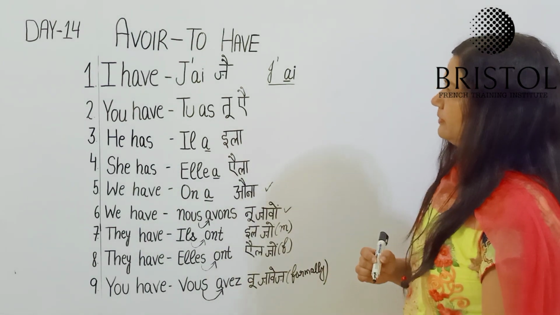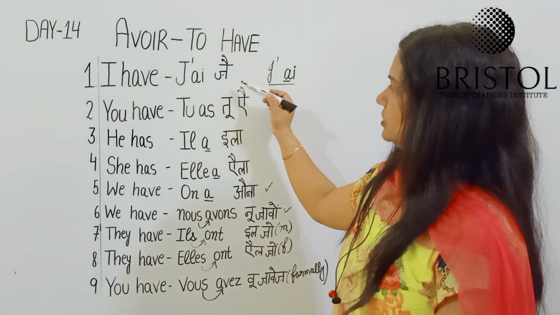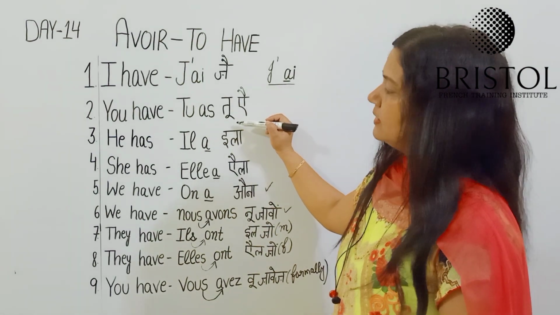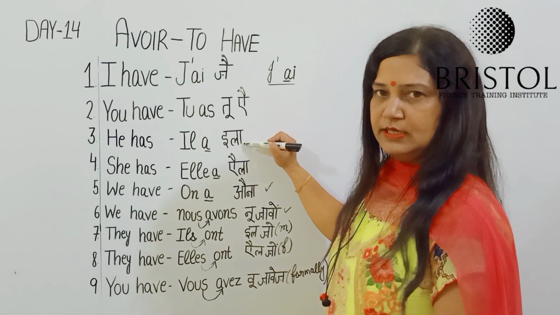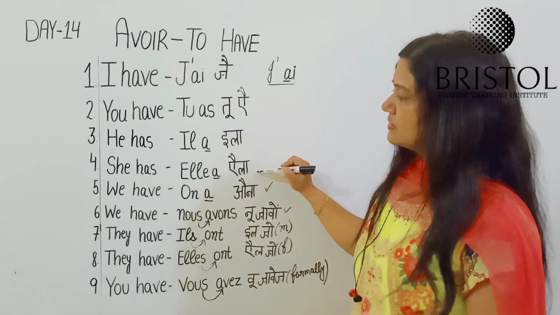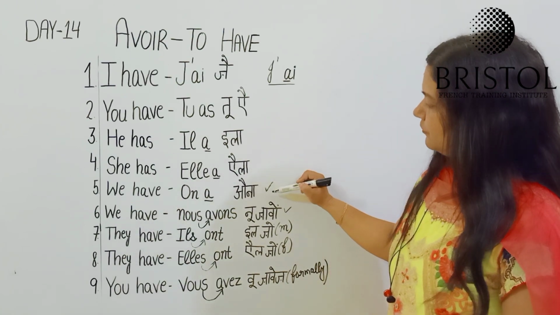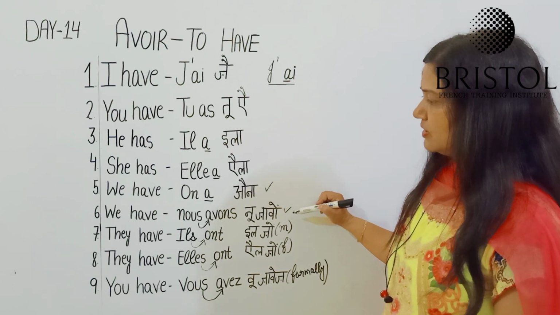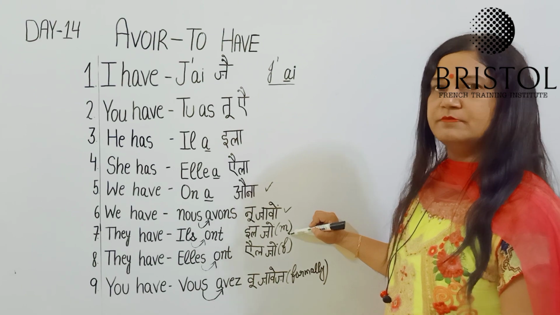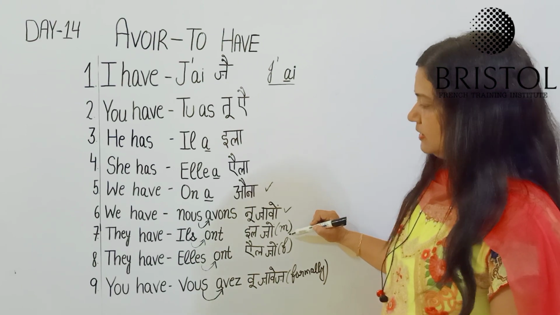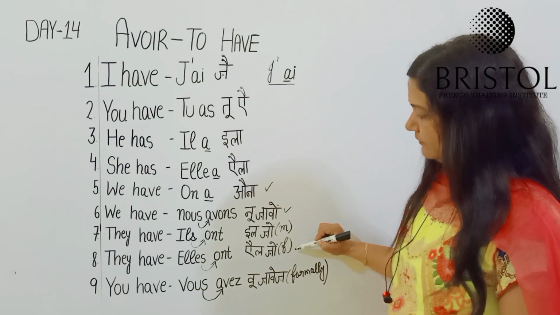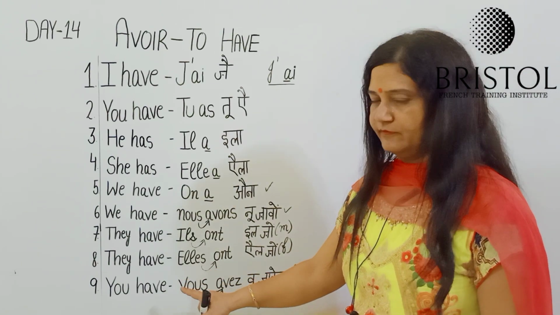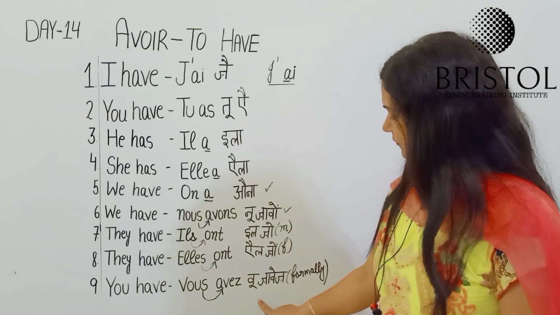Now repeat with me. I have: j'ai. You have: tu as. He has: il a. She has: elle a. We have: on a. We have: nous avons. They have, masculine: ils ont. They have, feminine: elles ont. You have, formal: vous avez.